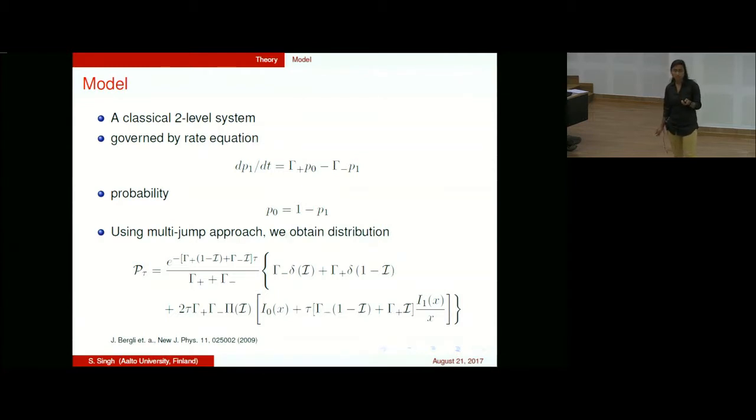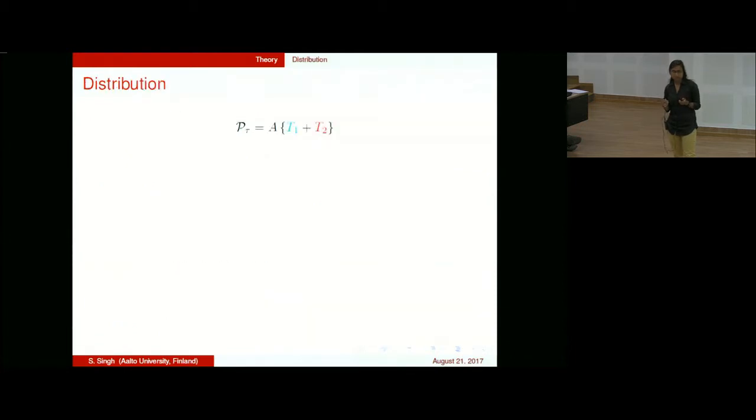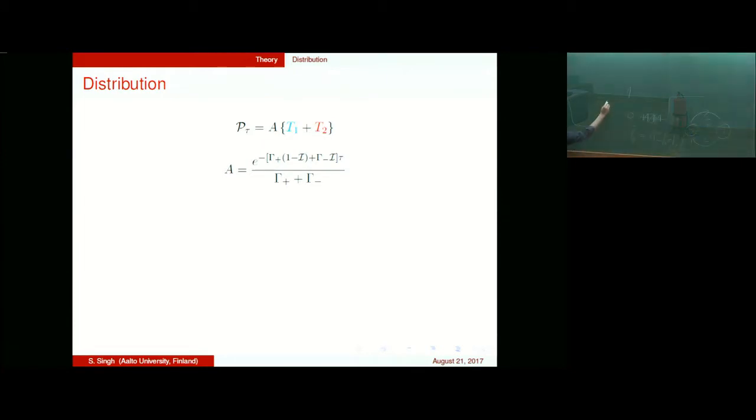Now I will try to explain this equation a bit. I can put it in terms of three terms: first is just a prefactor A, and there are two competing terms, T1 and T2. A is the prefactor, a function of gamma, the transition rate, and tau. In the plot from experiment, this term just contributes to the zero level of the distribution.